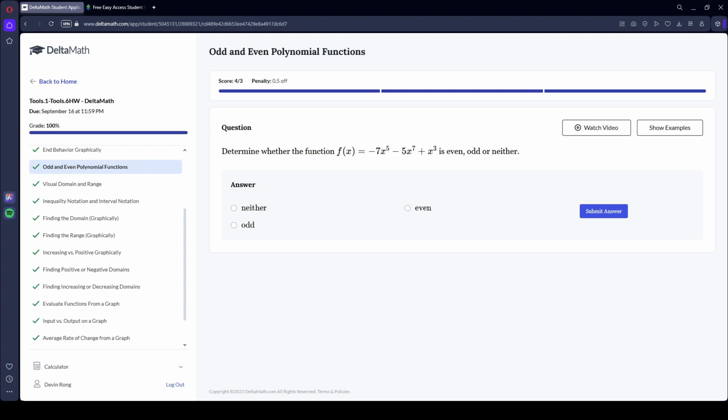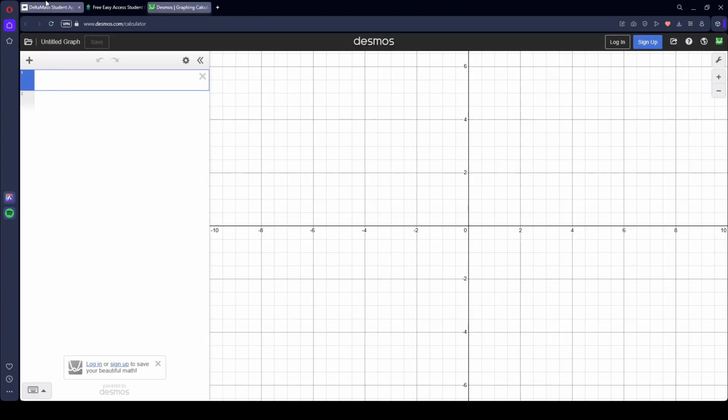Can't open MS Paint like this. Hold on. Okay, never mind. I'm not doing no MS Paint. I said that already. I hate MS Paint. I hate it. Whatever. I'm gonna use Desmos now.